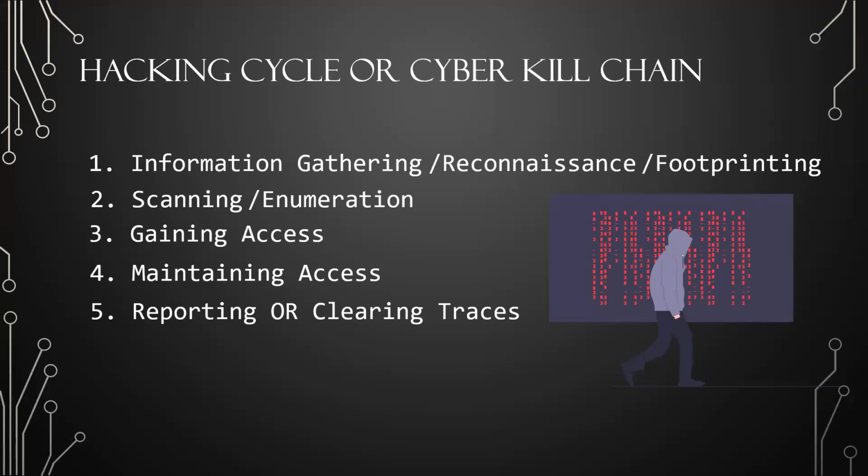You try to stay as anonymous as possible. And that, in simple terms, is called clearing traces. Trying to slowly exit the network and making sure you're not caught again. Okay. So these are the 5 steps involved in hacking or ethical hacking.